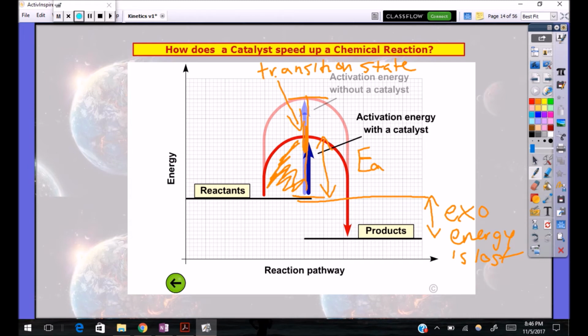Okay. Now, what we focused on last unit was enthalpy. This little chunk here, the difference between the reactants and the products, this is our enthalpy, the energy that's lost. So it's the difference between the reactants and the products. The activation energy is the difference between the reactants and the top of our little hump there. Okay.